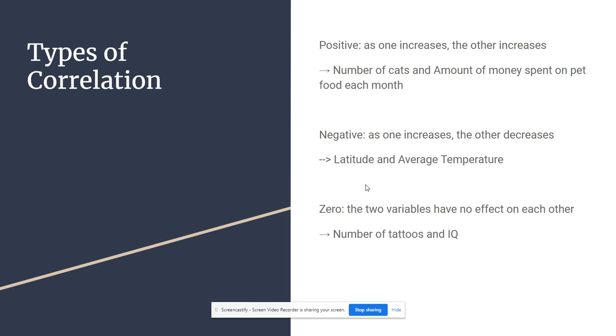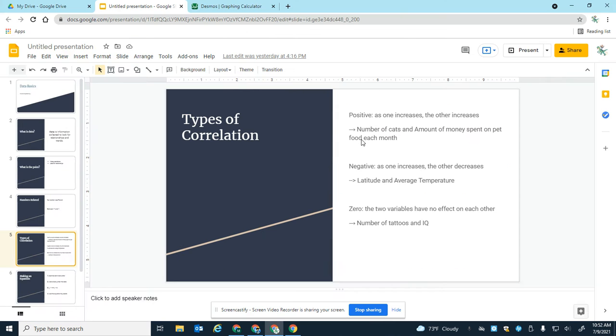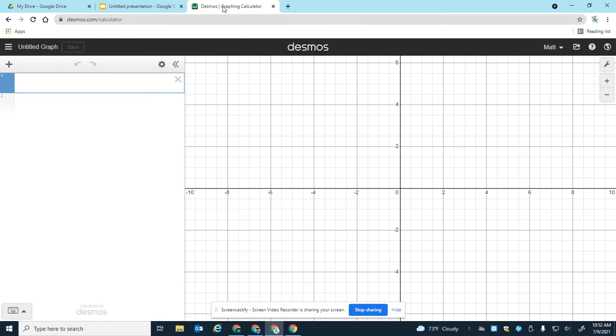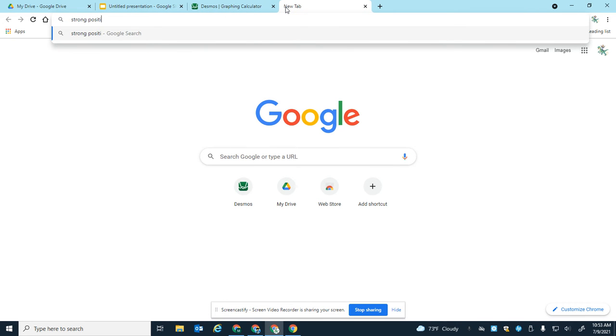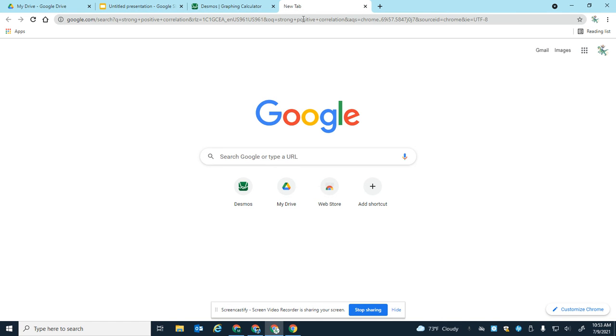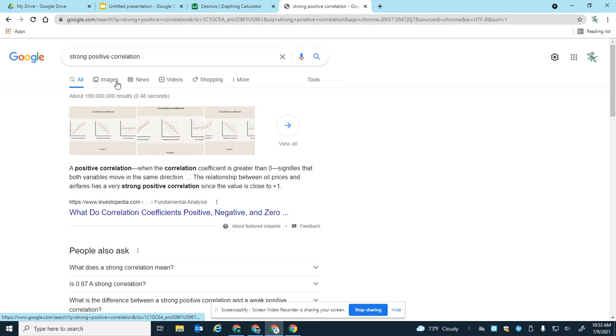So before we do the regression thing, it's kind of easy to show a scatter plot, which is exactly what I'm going to do. I'm going to go to my favorite graphing website, which is Desmos.com. And Desmos.com/calculator brings this up. So what I'm going to do right now is add a table, and I'm going to show you some examples of positive correlation or negative correlation. In fact, I could just Google image search right now, like strong positive correlation. I love Google.